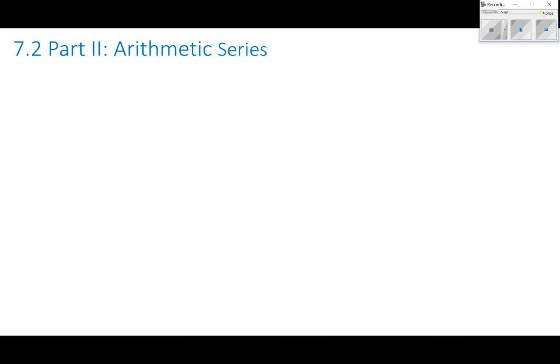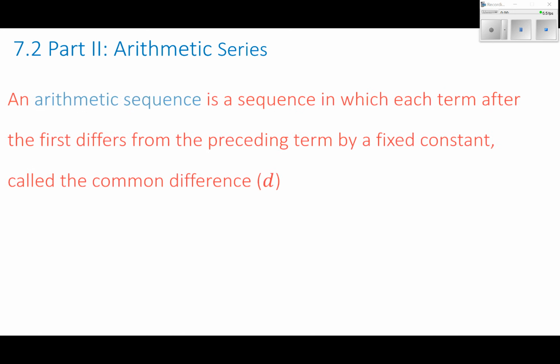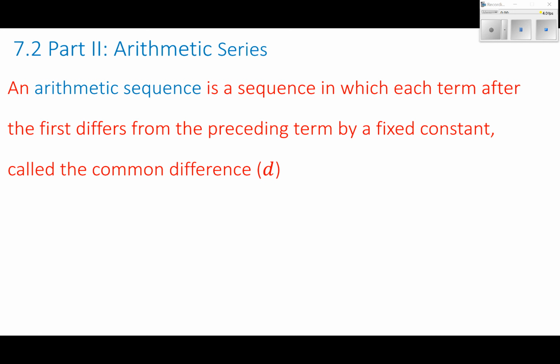Class, let's look at 7.2 part 2, now dealing with an arithmetic series. So just a quick refresher, an arithmetic sequence is a sequence in which each term after the first term differs from the preceding term by a fixed constant. We can call that the common difference. So we're adding 5 every time, or we're subtracting 2 every single time. There's a common difference, be it addition or subtraction.